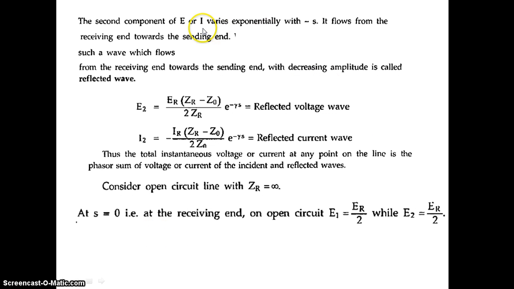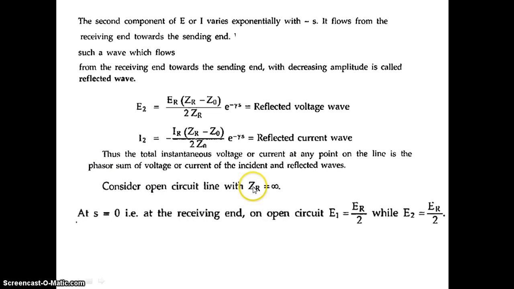The second component varies exponentially with minus S. It flows from the receiving end towards the sending end. Such a wave, which flows from the receiving end towards the sending end, again with decreasing amplitude, is called the reflected wave. We consider this as E2, with e power minus gamma S: the reflected voltage wave and reflected current wave. The total instantaneous voltage or current at any point is the phasor sum of the voltage or current of the incident and the reflected waves. Both waves will be there.